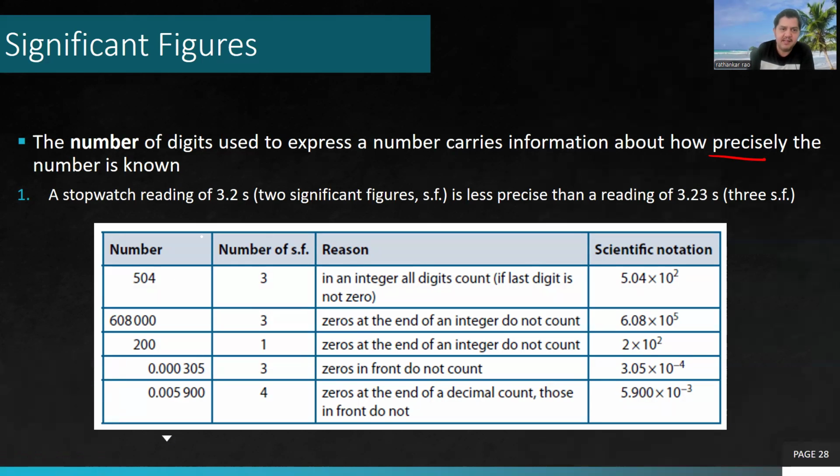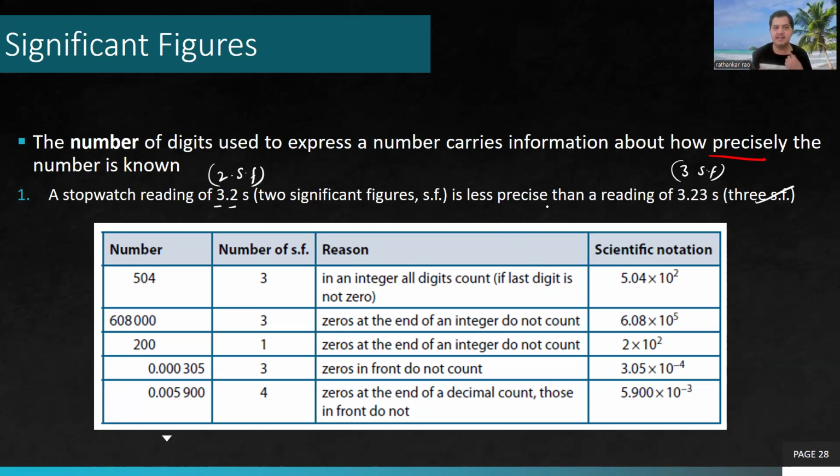Precision tells you, for example, if you are finding out the time, a stopwatch reading of 3.2 seconds will have 2 significant figures only. You have 1 digit here, a second digit here. While if you take another stopwatch which has 3 significant figures, instead of reading 3.2, if you read it as 3.23, it is very precise. It goes until the second decimal point also. So it is a very precise one. Thus we say this has more significant figures as compared to this. This is more precise. So significant figures help us in understanding the precision of an answer or a number.